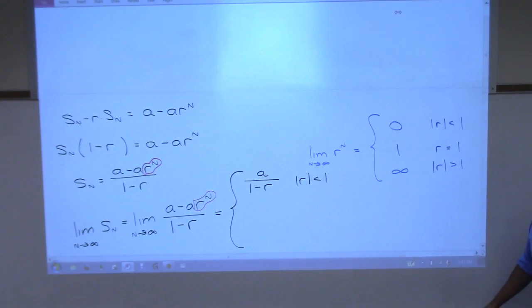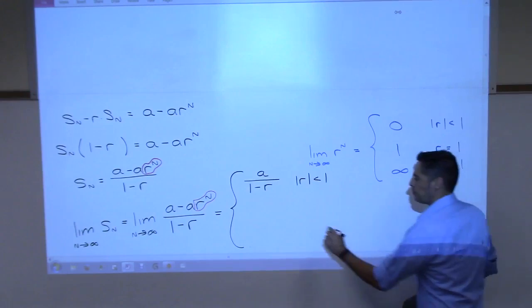Now, let's skip r equals 1 for a minute, because that's actually the most confusing case. What if the magnitude of r is bigger than 1?